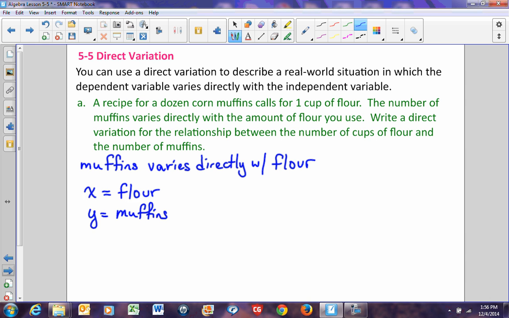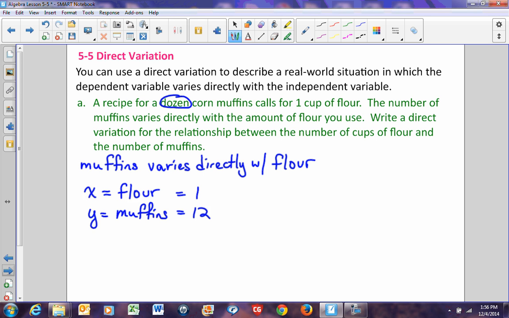So it says I will have 1 cup of, a dozen corn muffins. A dozen means 12. I will get 12 muffins when I have 1 cup of flour. So I now have all the numbers that I need to write the direct variation equation.